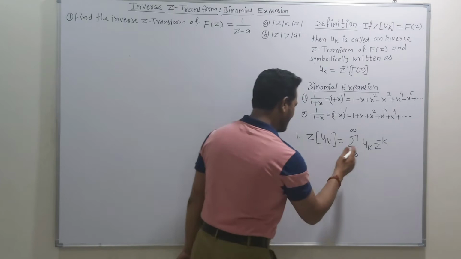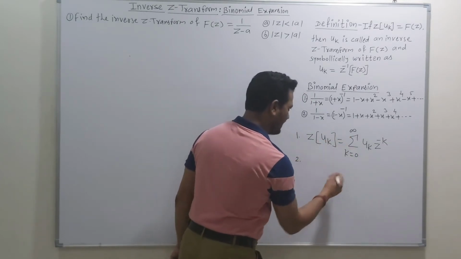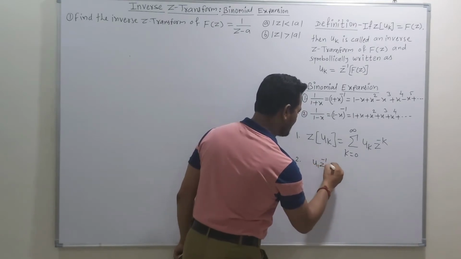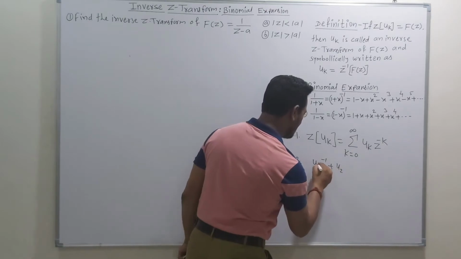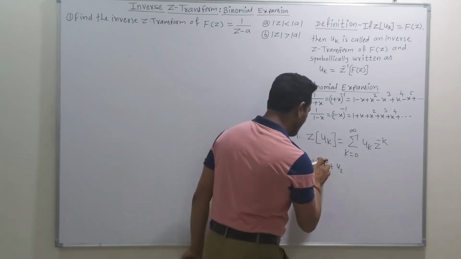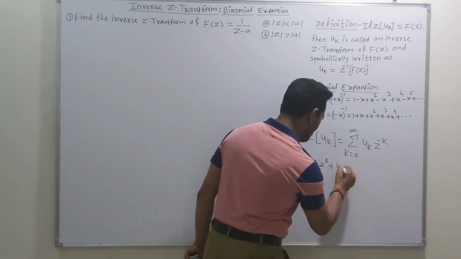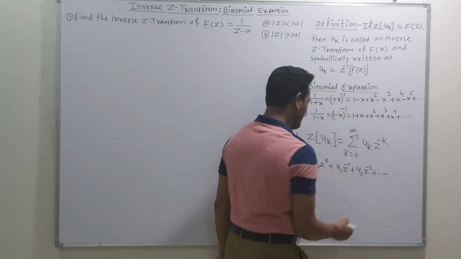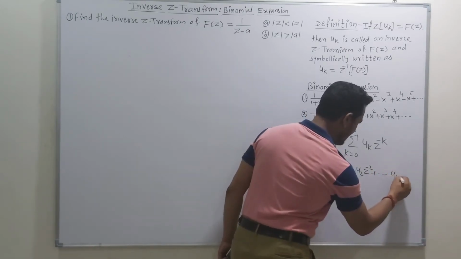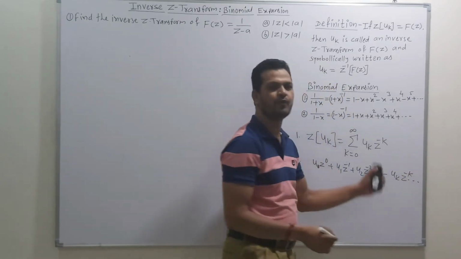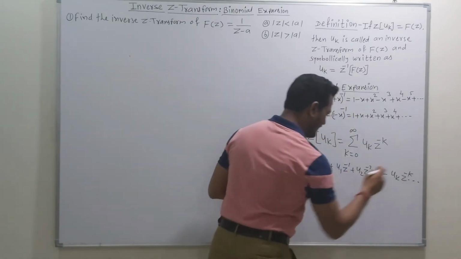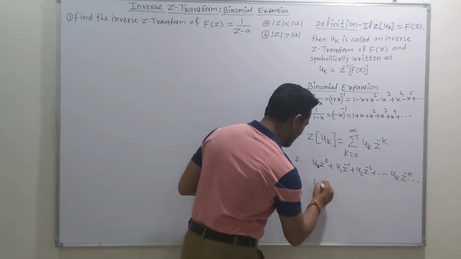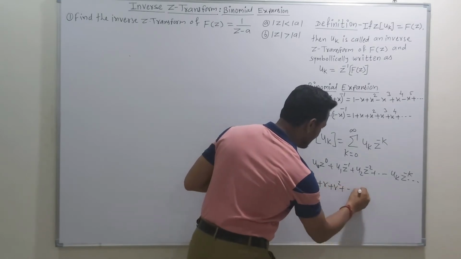After writing this step, our next step is to expand this summation sign. We can write this as u0 z raised to 0 plus u1 z raised to minus 1 plus u2 z raised to minus 2, and so on, up to uk z raised to minus k and so on up to infinity. So friends, after expanding this sequence, we get a geometric progression of the type 1 plus r square and so on.